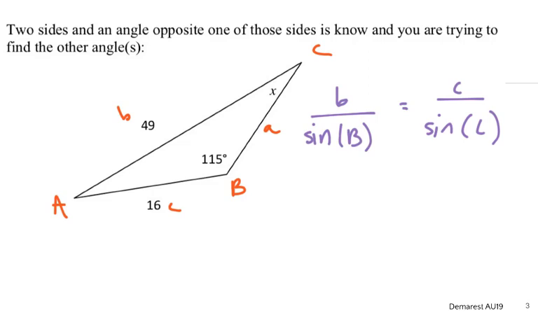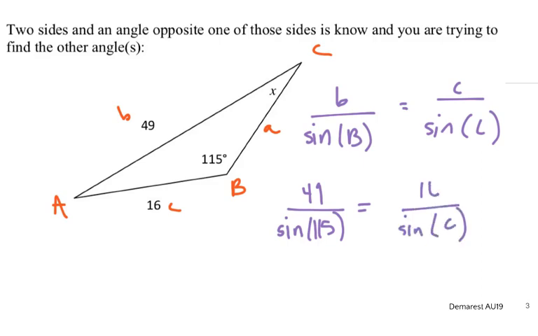So the way this would work for this equation would be 49 over sine of 115 equals 16 over sine of C. Now notice, the only thing we're missing here is angle C. We have an equation with one unknown, and that's the way we want it to be able to actually solve for this. So this is all good.